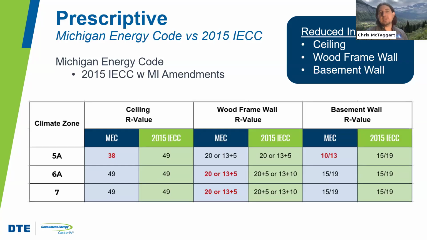For wall assemblies, basically throughout the entire state, an R20 cavity or 13 plus 5. Basement walls would be an R10 continuous or R13 cavity, again downstate, and then R15 cavity or R19 continuous when you get upstate, sort of above Clare, where we go into climate zone 6. And then up in the UP, there's a small sliver of climate zone 7 as well.